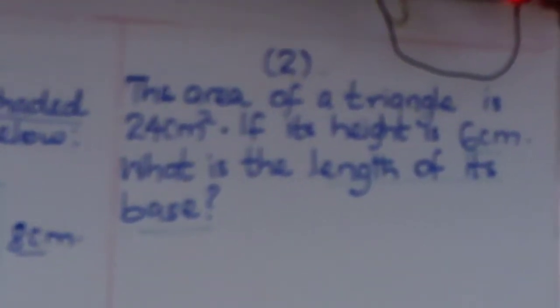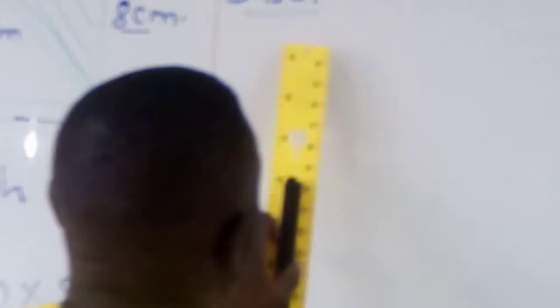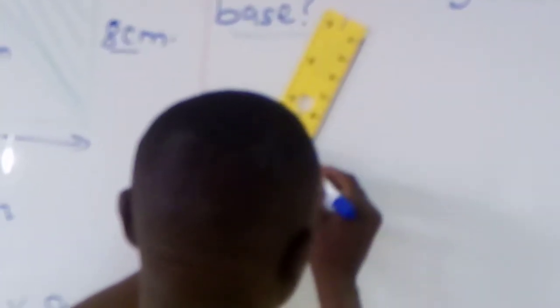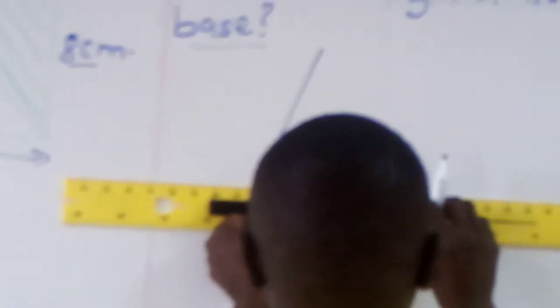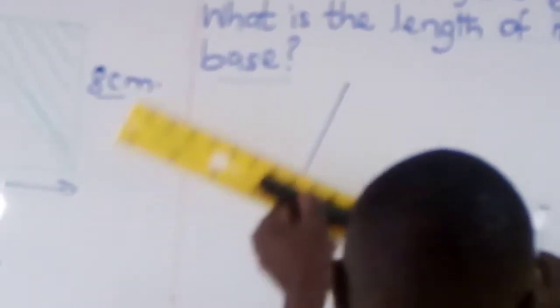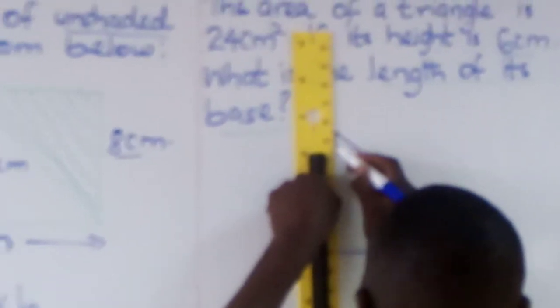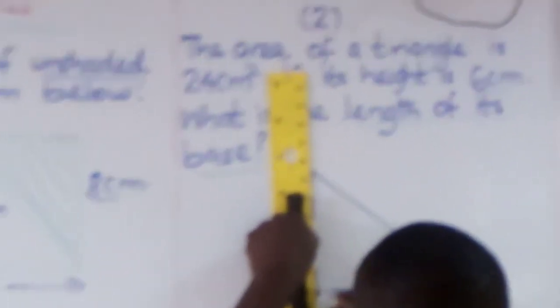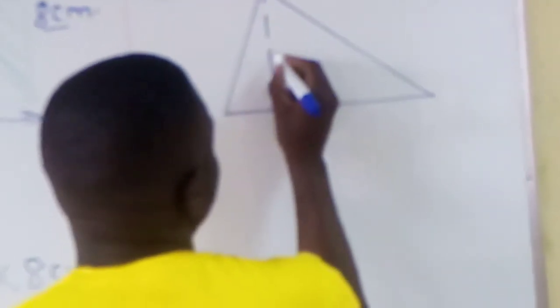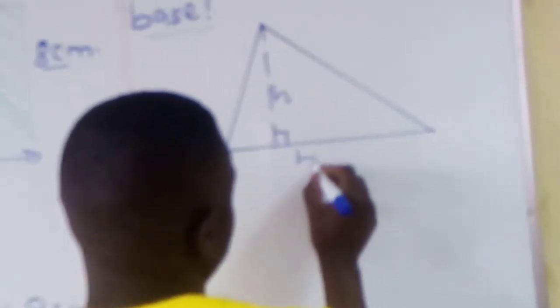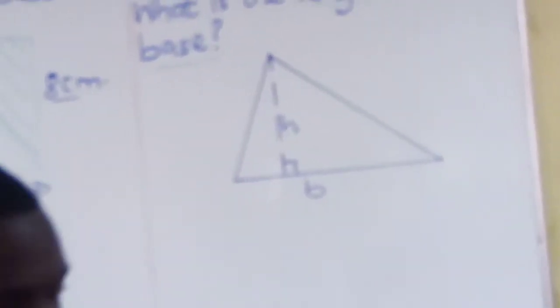Boys and girls, when you are asked a word problem and it's talking about a diagram, remember to draw that diagram. Let's draw a triangle. I choose to draw that kind of a triangle. Look at where the height is. That is the height, and this is the base.